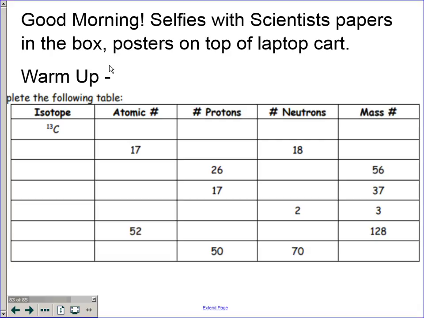The 26 one? Okay, what do you know? The atomic number is 26. Okay, keep going if you want to. Yeah, keep going. And then 56 minus 26 gives you the number of neutrons, which is... okay, who is this? Iron. Iron, okay.